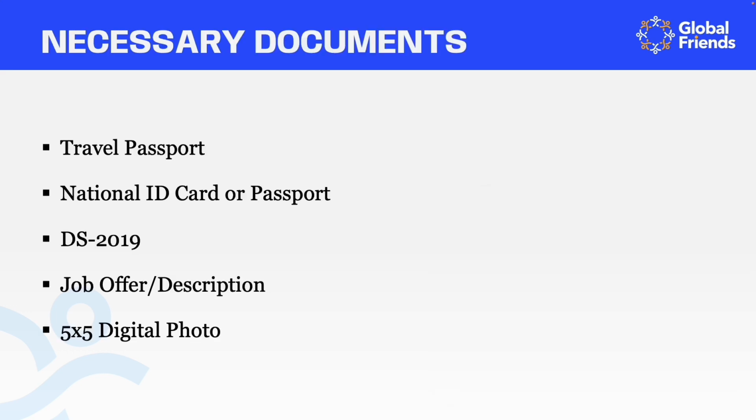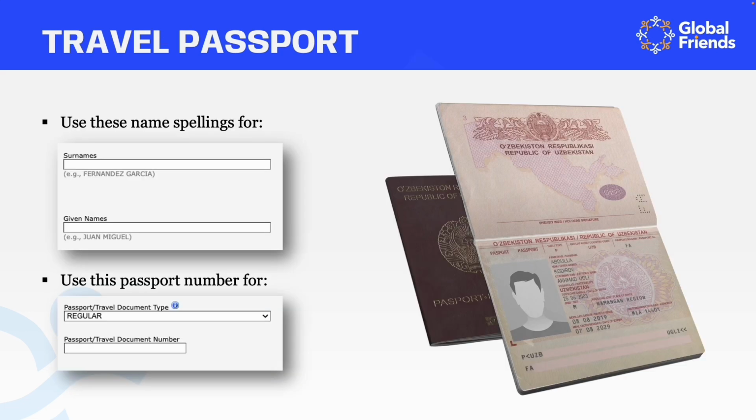So necessary documents to complete this form are your travel passport, your red passport, and your national ID card or green passport, and your DS-2019 form, your job offer or job description if it's official. So if it has been signed by you and your employer already, it is perfect. And your 5x5 digital photo. Okay, let's start with the travel passport.